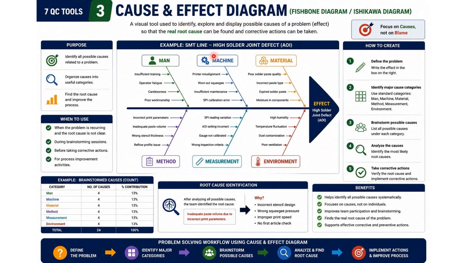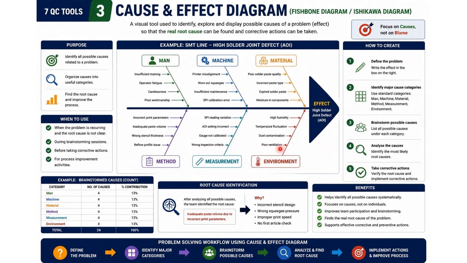The main backbone of the diagram points toward the problem, while the branches represent the major cause categories, commonly known as the 6Ms: man, machine, material, method, measurement, and environment. Under each category, we brainstorm every possible cause. For example, under man, causes include insufficient training and operator fatigue. Under machine, printer misalignment and poor maintenance. Under material, poor solder paste quality. Under method, incorrect print parameters. Under measurement, SPI or gauge calibration issues.